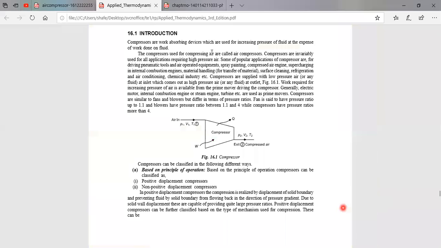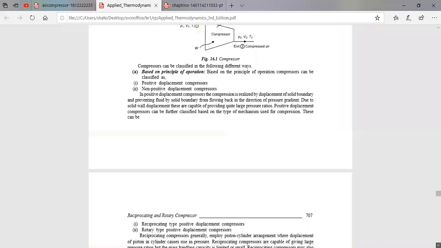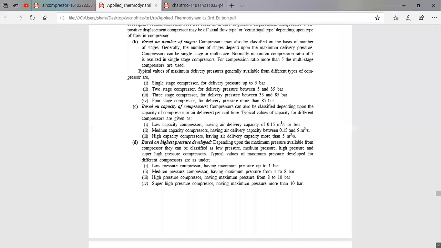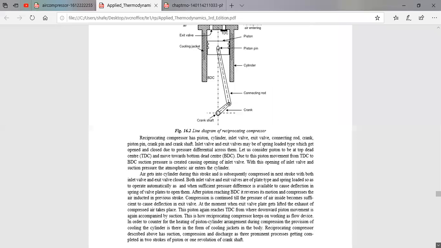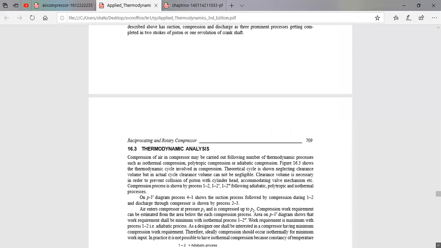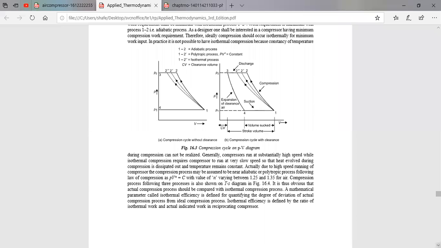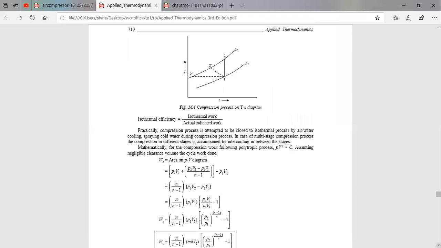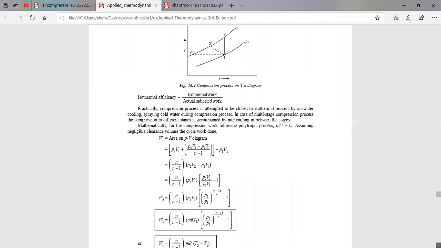Now I hope you are able to see this screen. I have already shared the ebook for you. This shows the compressor, and the classification I already explained for you. Now I'll take one problem, then we'll see how that process works. So these are all available. Reciprocating compressors and basic analysis, the same thing I discussed, right? So isothermal efficiency, isothermal work by actual work.